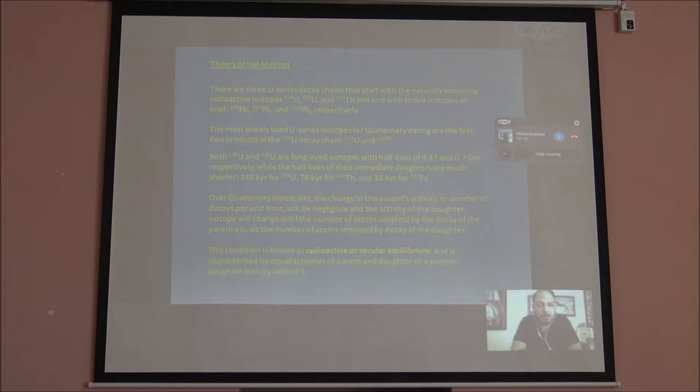Over Quaternary timescales, the change in parent activity, or number of decays per unit time, will be negligible, and the activity of the daughter isotope will change until the number of atoms supplied by the decay of the parent equals the number of atoms removed by the decay of the daughter. This condition is known as secular equilibrium, and it is characterized by equal activities of parent and daughter, or a parent-daughter activity ratio of one.